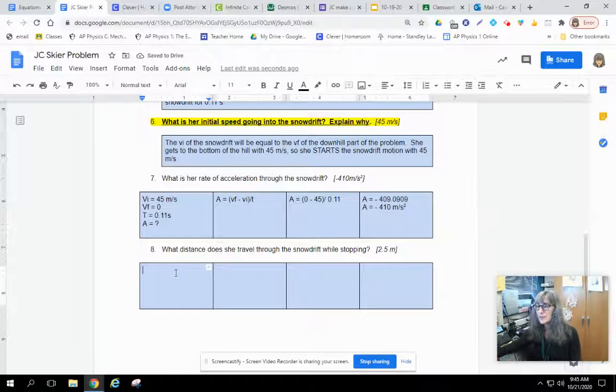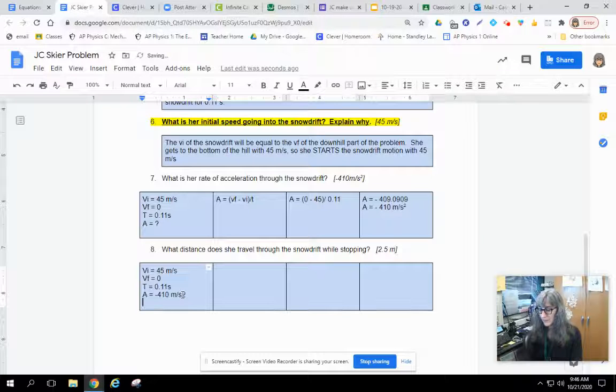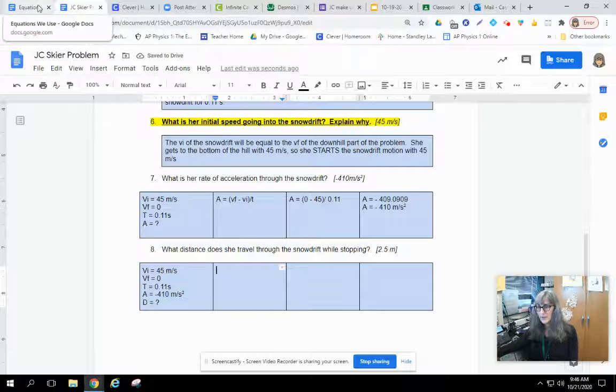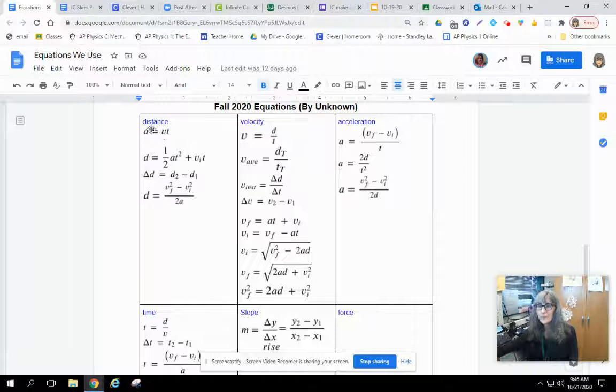The last question was, what is the distance she travels through the snowdrift while stopping? So I'm going to go ahead and copy that. We now know our acceleration is a negative 410 meters per second squared. And we are looking for distance. So what equation should we use for distance? Let's go back to our equation sheet. We can't use this one. There is acceleration, so this one does not work.